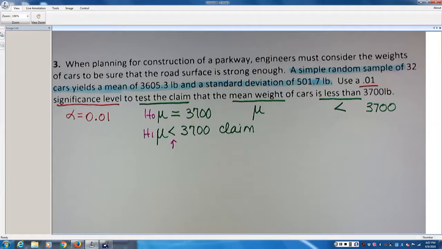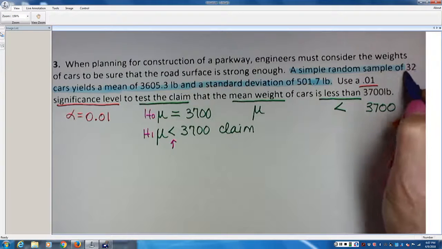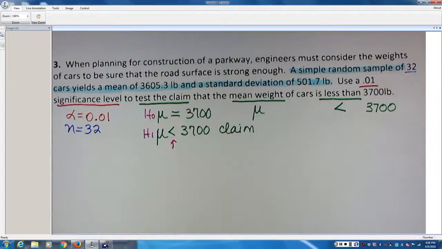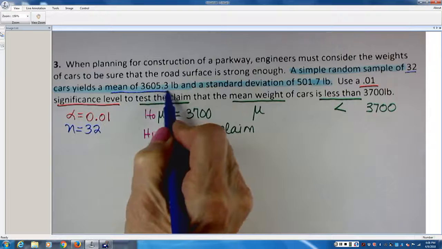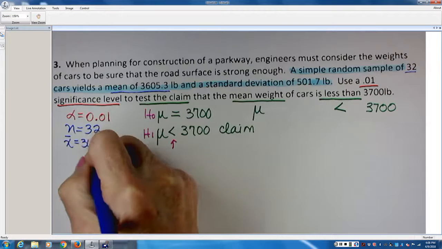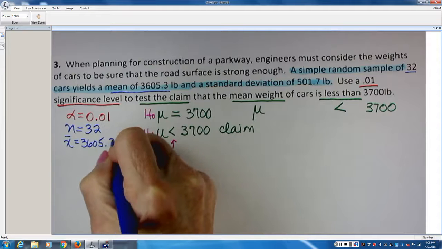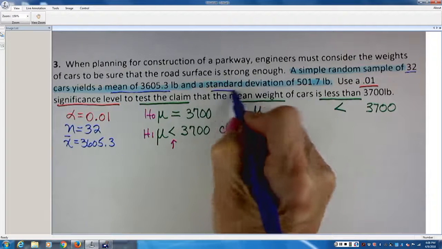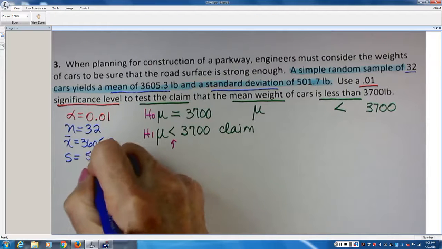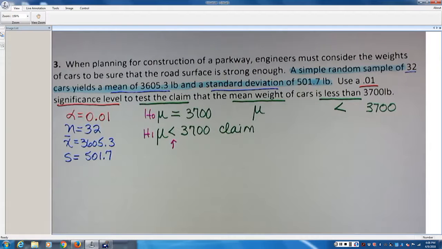So then we need to gather up the sample information that we're going to use to test it with. So we gather our evidence. There's a sample of 32 that has a mean of 3605.3. That would be X bar. And a standard deviation, and since it comes from the sample, that would be S, of 501.7. So there's our evidence, and there's our alpha's 0.01 as the judge.